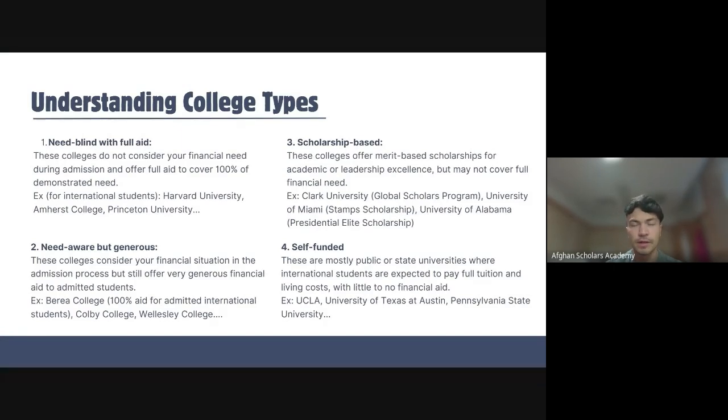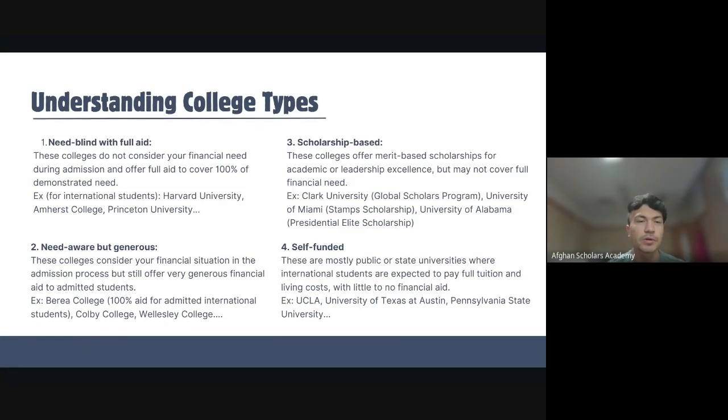If you are part of that scholarship, they will put you in the honors program, and there are a lot of other things you can get out of it. It's a fully funded program for 4 years until you finish your degree. University of Miami has a STEM scholarship, which is fully funded, and University of Alabama has the Presidential Elite Scholarship. So these are scholarship-based universities.